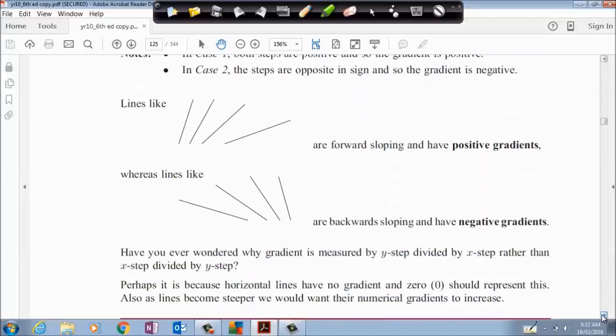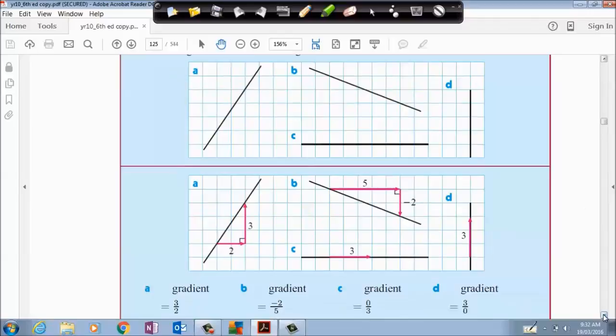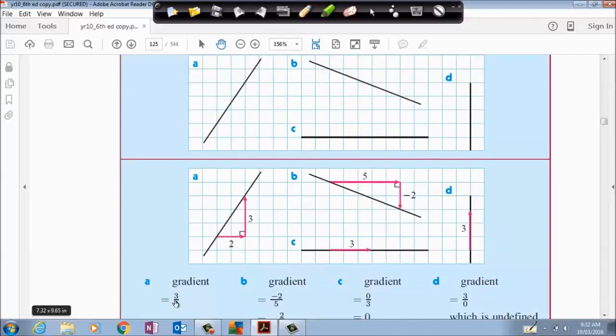So looking at an example here, we can see that the triangle has a rise of 3 and a run of 2. So the slope is 3 divided by 2, as shown in part A. Part B, the run is 5, the rise is -2 because it's a fall, not a rise, and you do rise on run, which is -2 on 5.